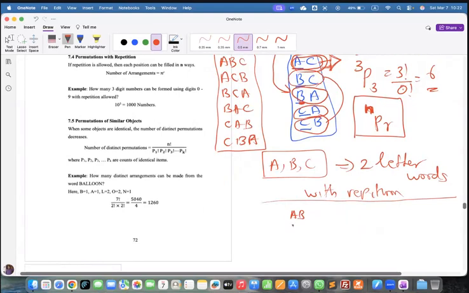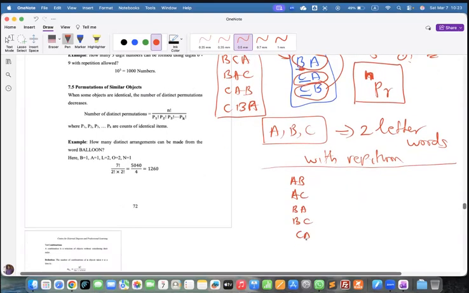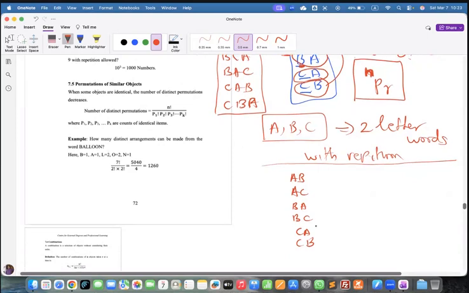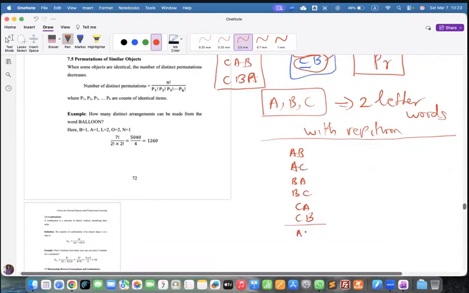AB, AC, BA, BC, CA, CB. With these 6, we can make another 3: AA, BB, CC. That's all, right? Altogether, how many? 9, right? With repetition, we can make 9 words. Previously, we could make 6 words without repetition.